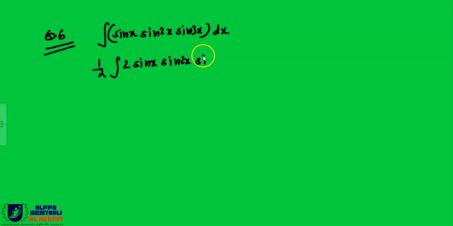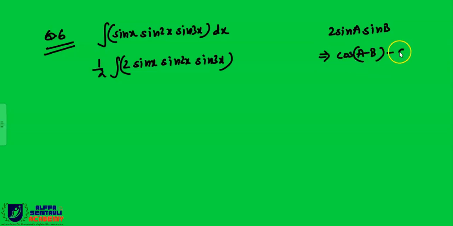This sin 3x. Take any combination and use this formula 2 sin a sin b. See, this is 2 sin a sin b. So what should click in our mind? So this must be equivalent to cos a minus b minus cos a plus b, right? So let us check whether we have taken the correct assumption or not. So let us solve this one.